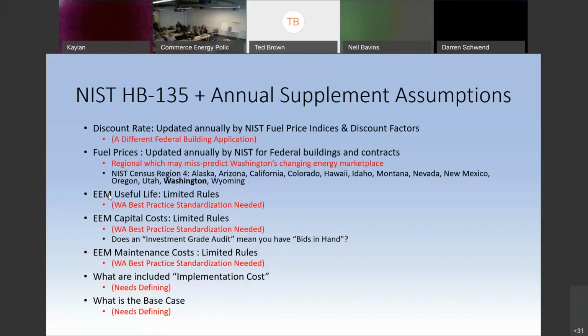More discussions around that. And then the maintenance costs, same thing. What's the best standard and practice for how the maintenance costs on these types of measures should be estimated in the future? There's a lot of procedures out there.